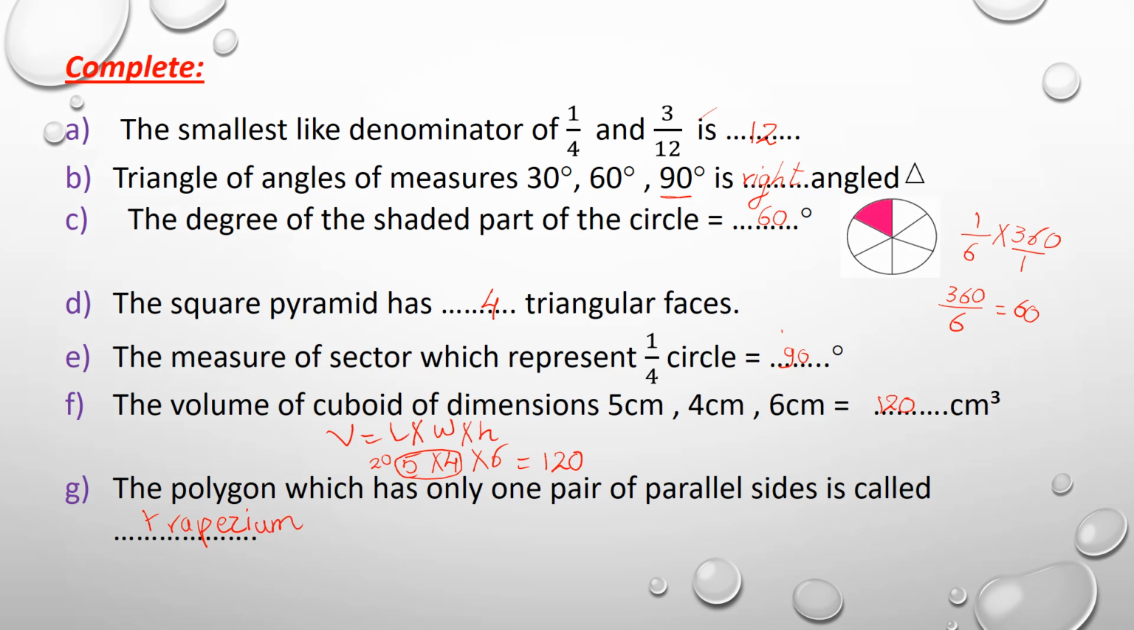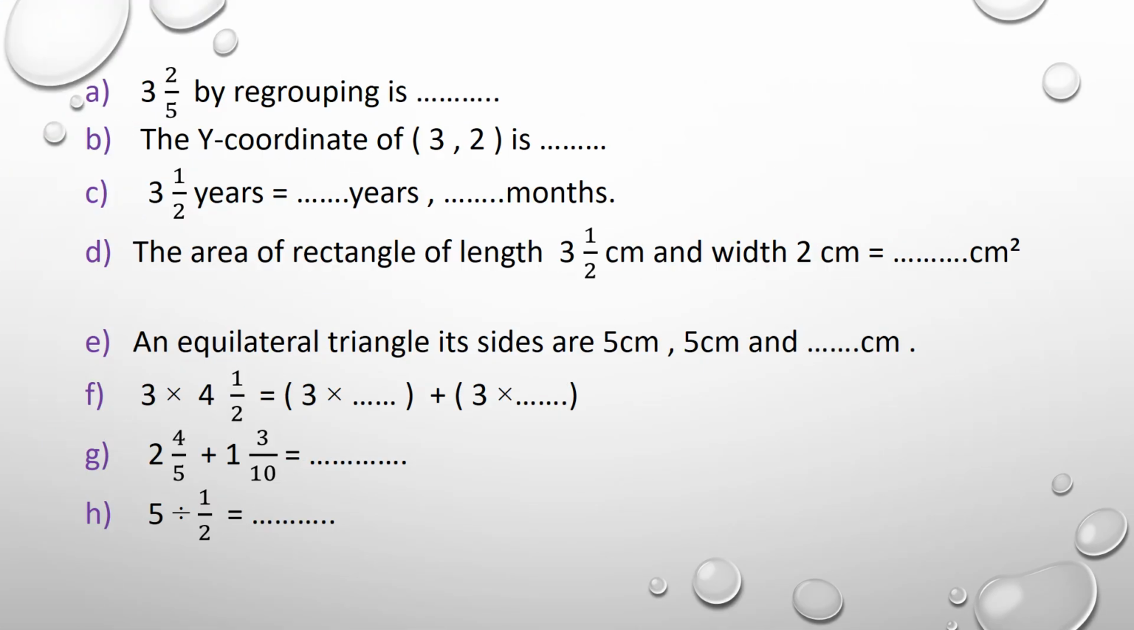3 and 2 over 5, regrouping is dots. Regrouping, as we said, we borrow 1. 3 will be 2, and I'm going to add 5 over 5. It will be 7 over 5. The y coordinate of 3 and 2 is 2.